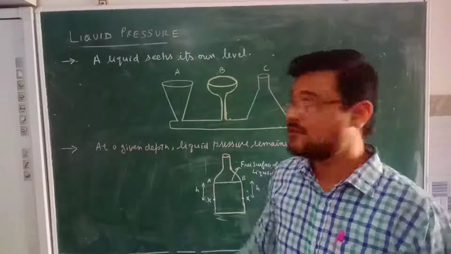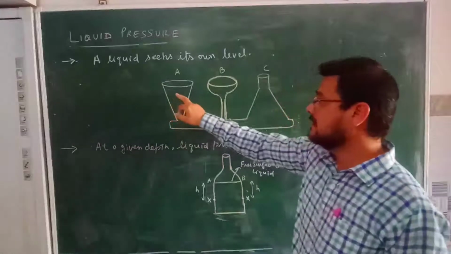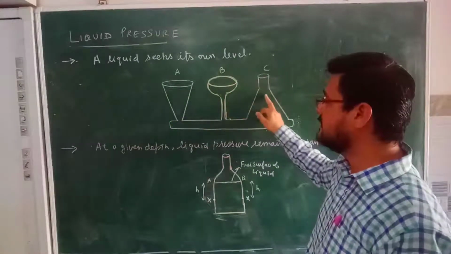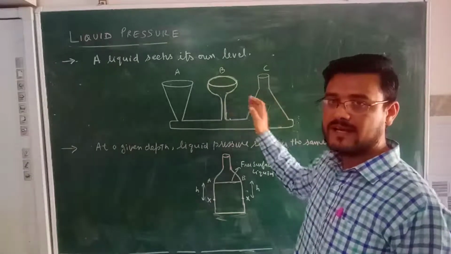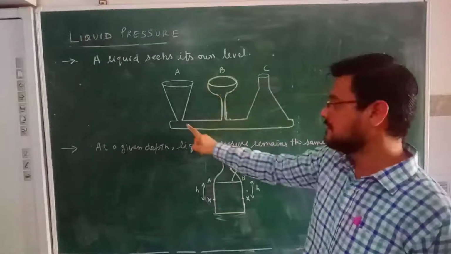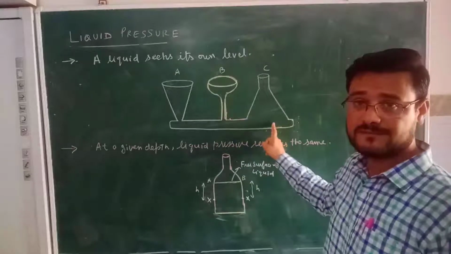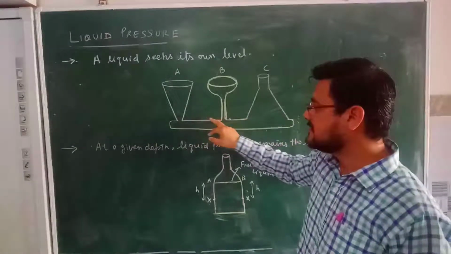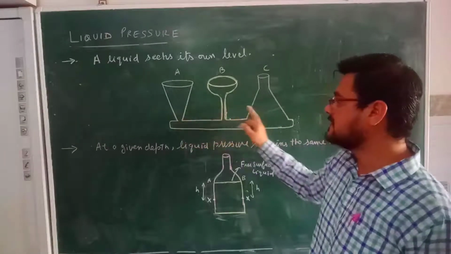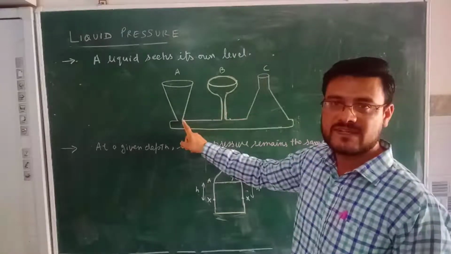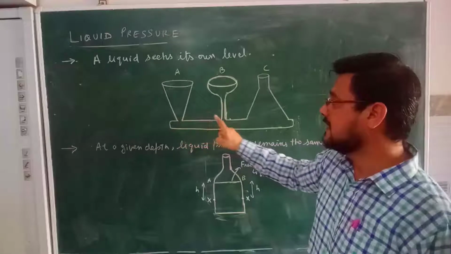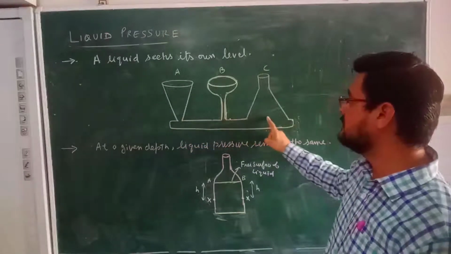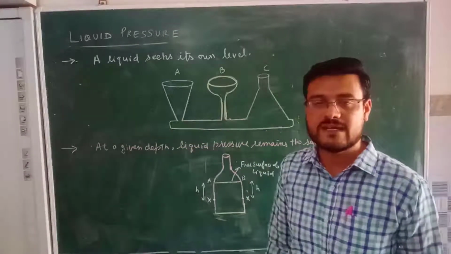Here you can see three vessels A, B, C of different shapes and sizes, connected with each other from their respective bases. At the base, you can see all three vessels have different surface areas. The surface area at the bottom of vessel A, vessel B, and vessel C are all different.